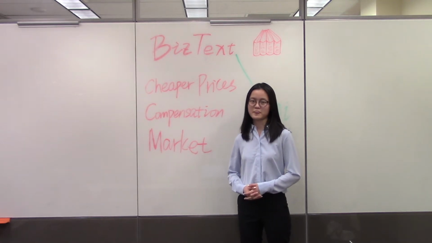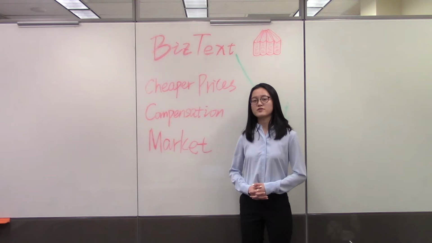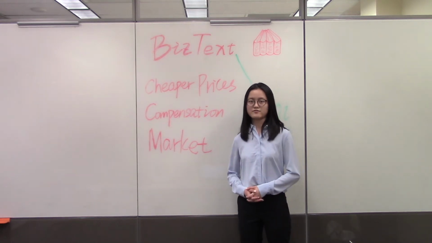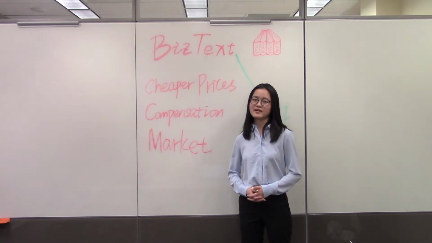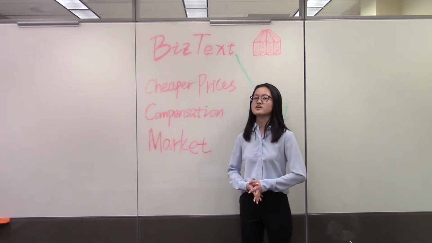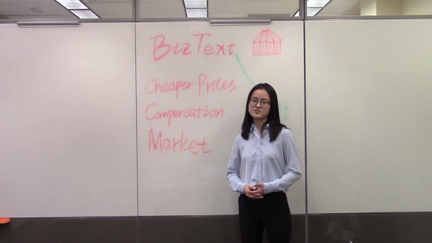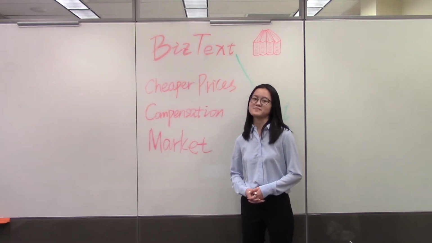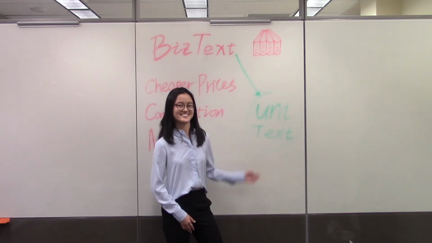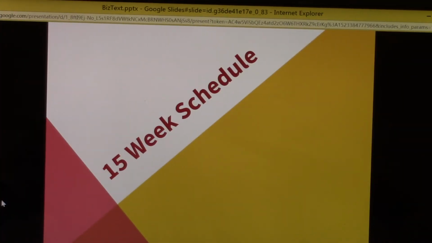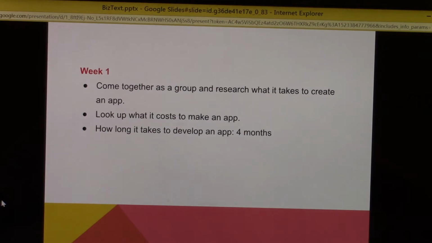As for our market, our main focus is all the business students at the W.A. Franke College of Business. For the future, we plan to expand our market to all the majors and colleges at NAU. That will result in around 30,000 students, according to NAU enrollment facts. Once we decide to expand, we will change our name from BizText. Now we will discuss the 15-week schedule. For week 1, we will come together as a group and research what it takes to create an app. We will look up what it costs to make an app and how long it takes to develop an app. Based on research, it takes about 4 months to develop an app.